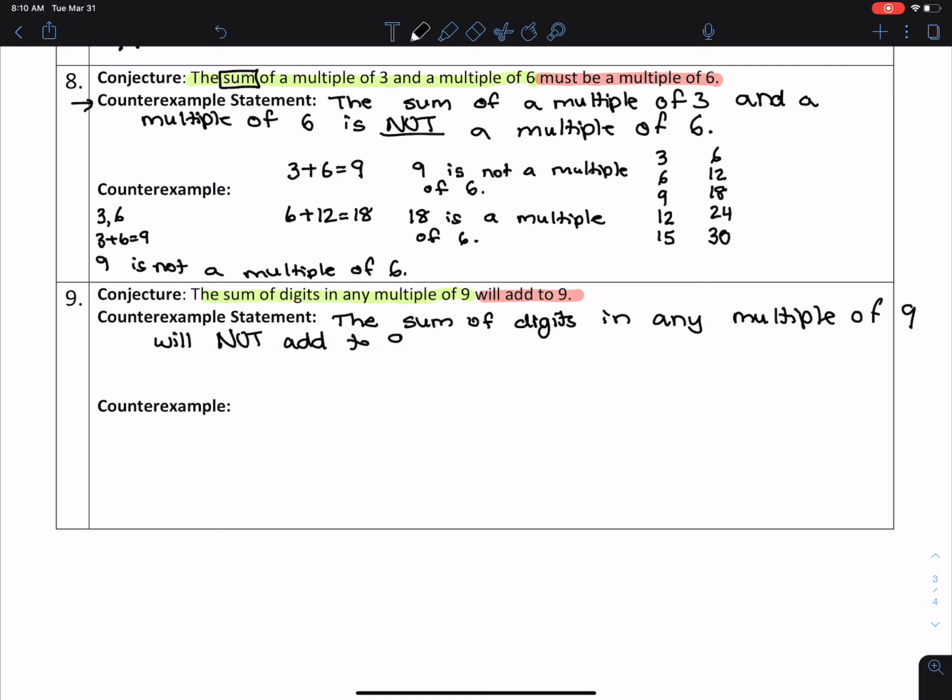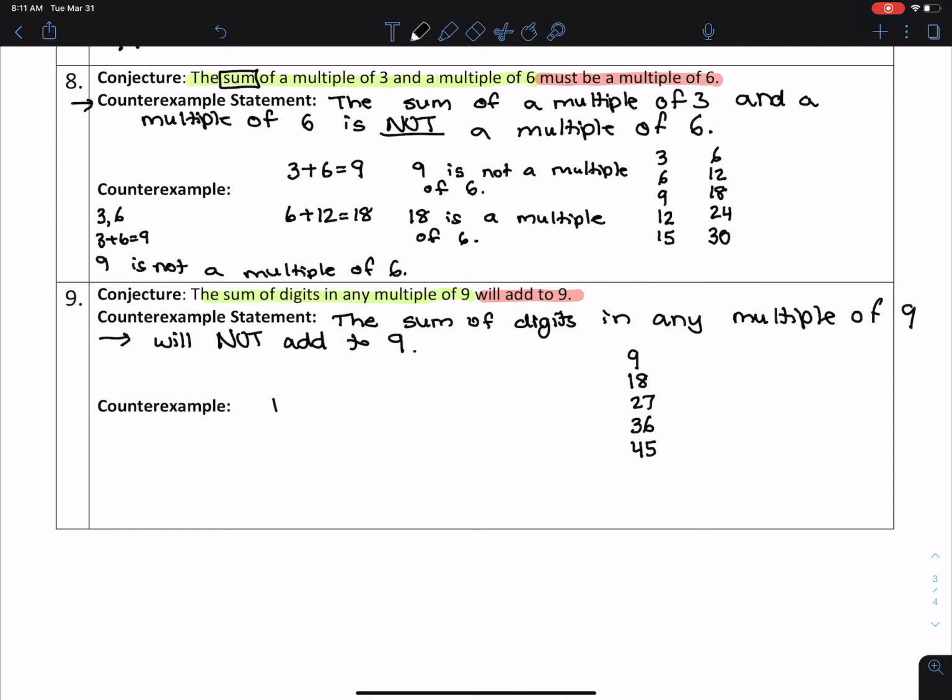So this is what I'm trying to find: an example where I add the digits up in a multiple of 9, and then the answer is not a multiple of 9. So let's write my multiples of 9. So 9 times 1, 9 times 2, 9 times 3, 9 times 4, 9 times 5, and I can keep going if I needed to. I'm going to take the sum of the digits in any of the multiples of 9.